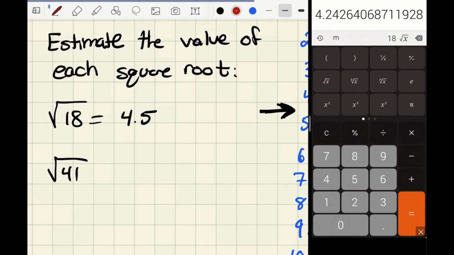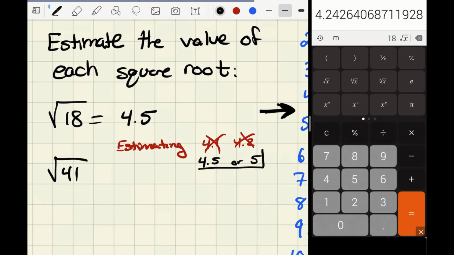Your estimates, if you are estimating, should never be like 4.1 or 4.2. At best, an estimate using this would probably be something like 4.5 or 5. You're going to keep it kind of big. Remember, estimates are not supposed to be exact.